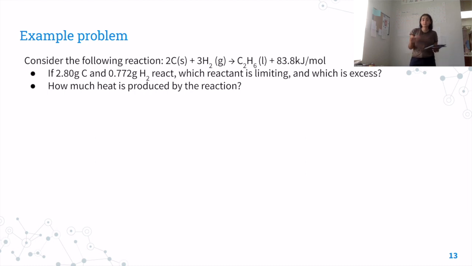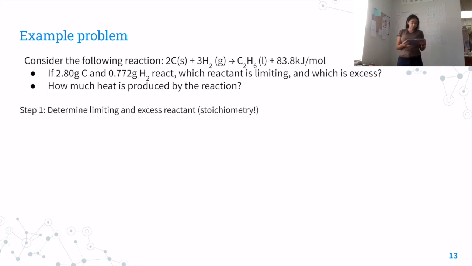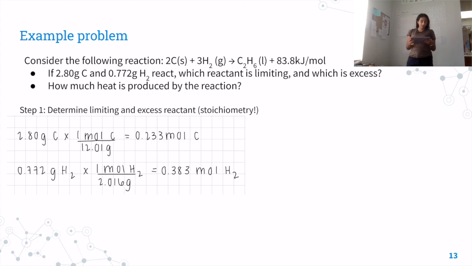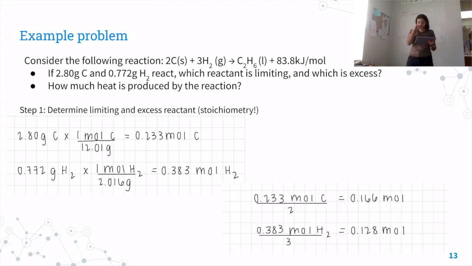The first part of this problem is a basic limiting and excess problem. Our first step is we are going to take the mass of carbon and mass of hydrogen and convert it all the way to moles by dividing by the molar mass, and don't forget to divide by the molar mass of H2 because hydrogen is diatomic. And then we are going to divide by the coefficients in front of the compounds. So we are going to divide the moles of carbon by 2 and the moles of hydrogen by 3. And then we notice that the moles of hydrogen are smaller, and therefore hydrogen is the limiting reactant and carbon is the excess reactant.